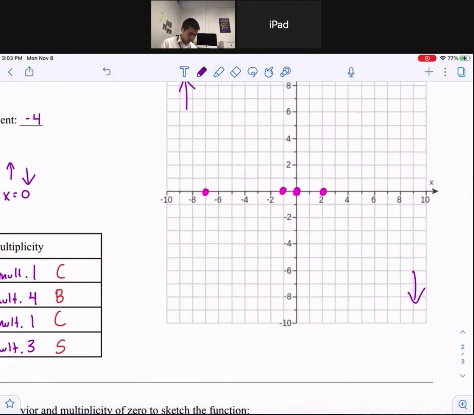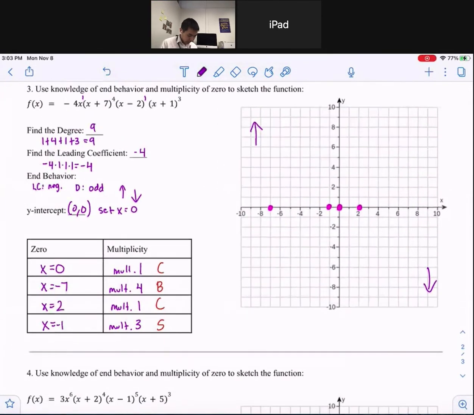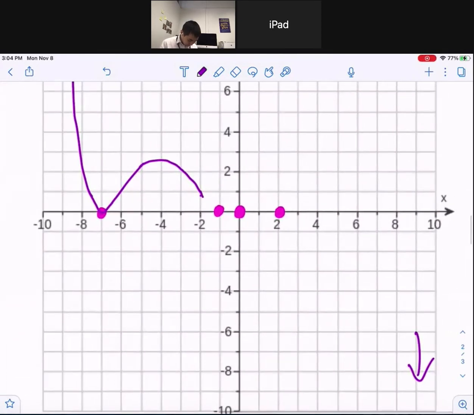Okay, so let's draw. So start from the left. Approaching negative 7, you guys. At negative 7, it's going to bounce. So bounce it like a bouncy ball. Bounces off. Next, we are going to be approaching negative 1, which is a slide. So at negative 1, you guys, it's a slide. So a nice horizontal line.